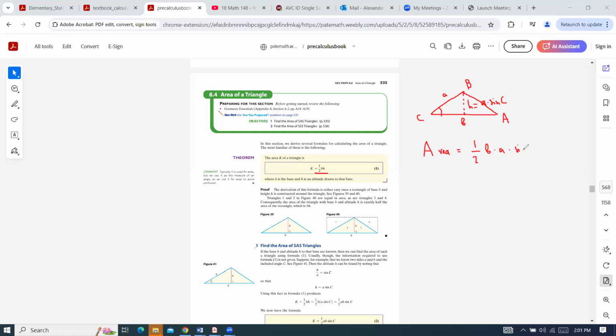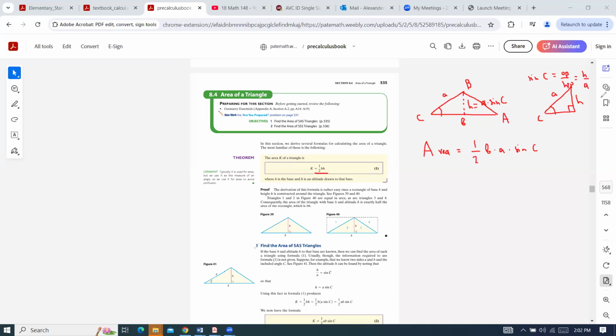Well, the definition of sine deals with a right triangle. So the hypotenuse here is going to be A. We have the opposite side called H. So sine of angle C is a quotient of opposite over hypotenuse. And we can put the opposite side, which is H, and the hypotenuse, which is A.